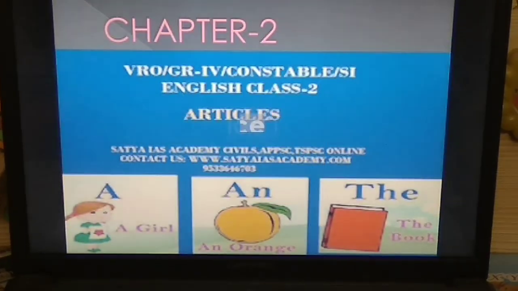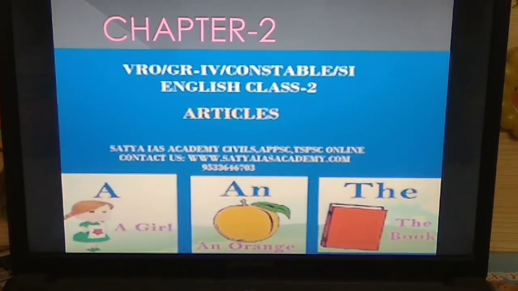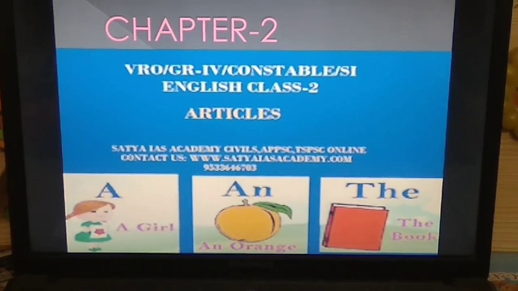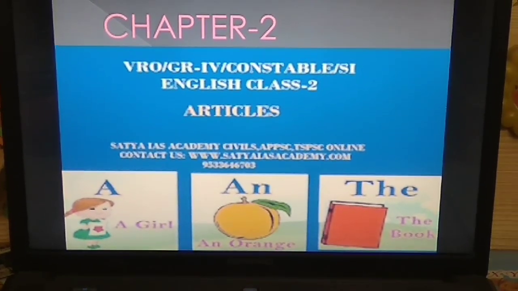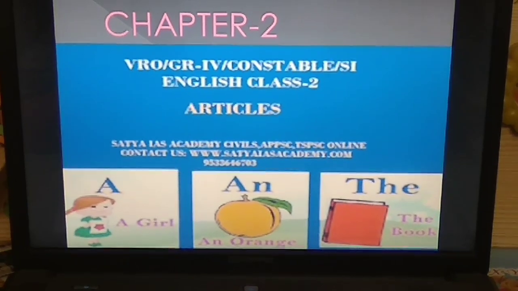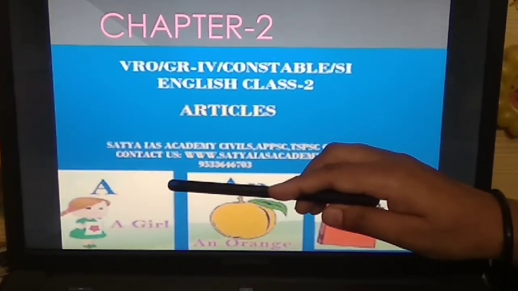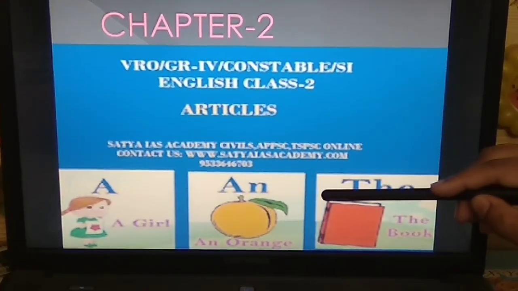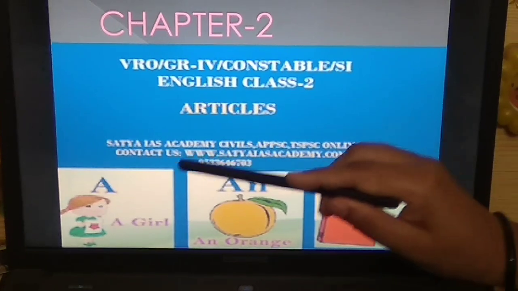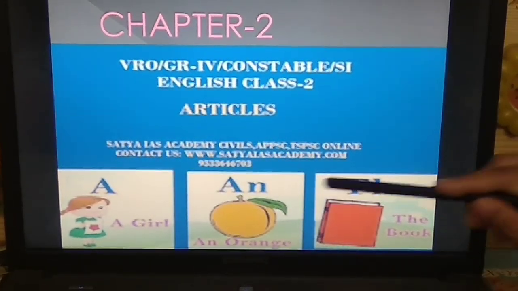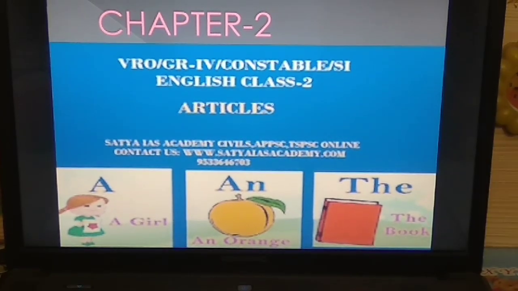Now today's chapter is about articles. What do you know about articles? We have done before in the first class also. Let us see what are articles. Can you see a, an, the? These three words, a, an, the. These words are called as articles.